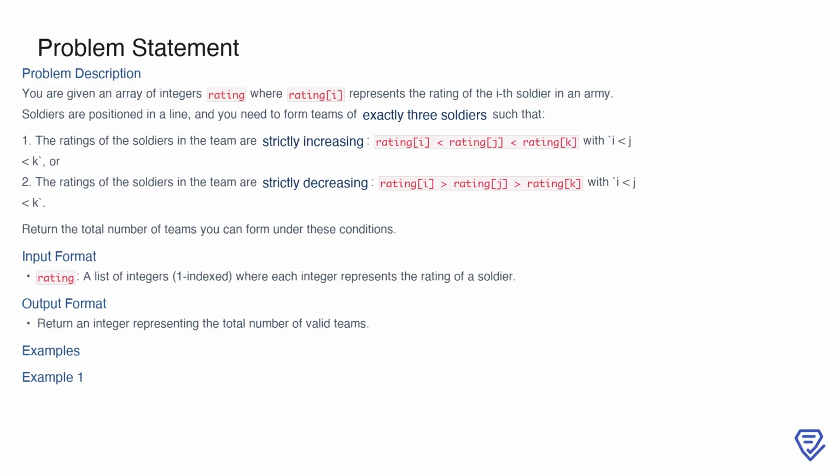In both cases, the indices of the soldiers in the team must follow the order i less than j less than k. This means the soldiers must appear in the same sequence in the line as they are chosen for the team. Your task is to calculate the total number of teams that satisfy either of these conditions, and return that number as an integer.